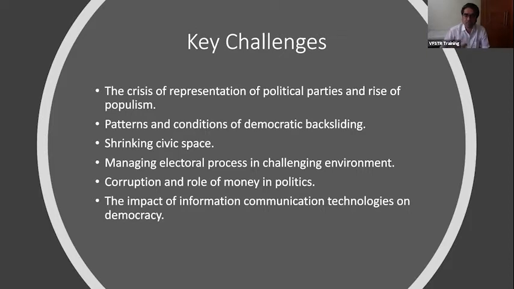There are certain patterns and conditions of democratic backsliding as well. In the recent past, we have seen a shrinking civic space, which is very evident in our country too, from the farmer protests and protests against the Citizenship Amendment Act. Even in the USA, the world's largest democracy by some accounts, the presidential elections have polarized society, and civic spaces have shrunk even in the United States of America.